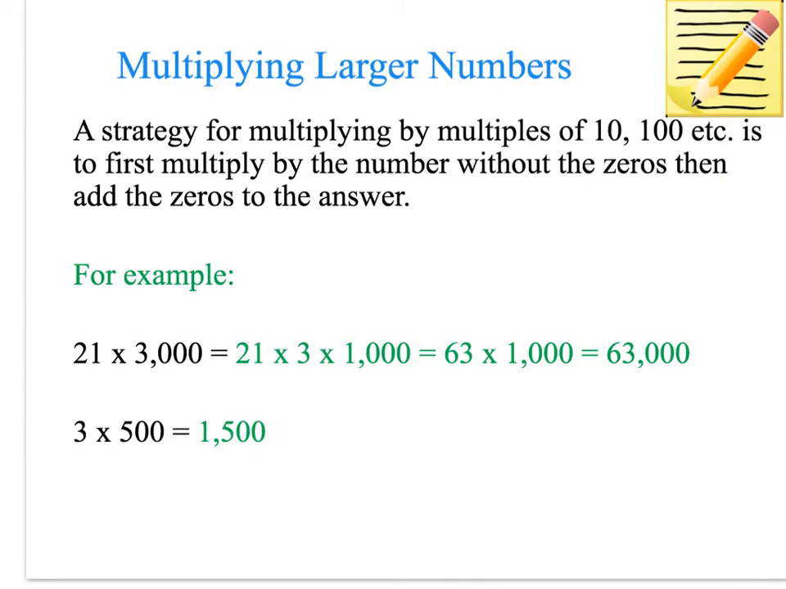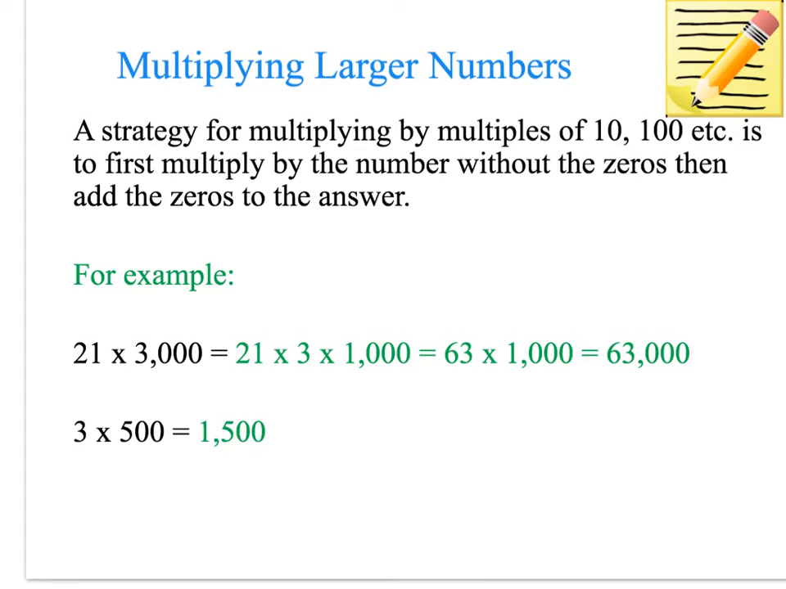Now, a strategy for multiplying by multiples of 10 and 100 is to multiply by the number without the zeros, so the first digit in the number, or it might be more than the first digit, then add the zeros to the answer. Okay, so a little bit like I showed you on the previous page, except instead of using 10 and 100 and 1,000, we might use 30 and 300 and 3,000. So I'll give you some examples to show you what I mean.